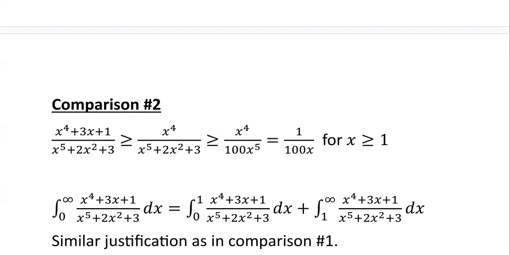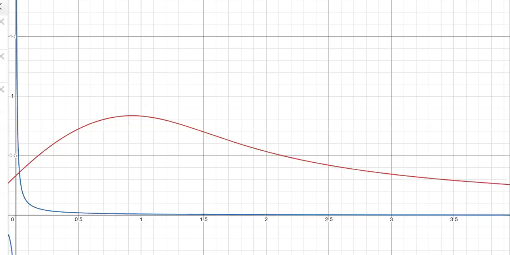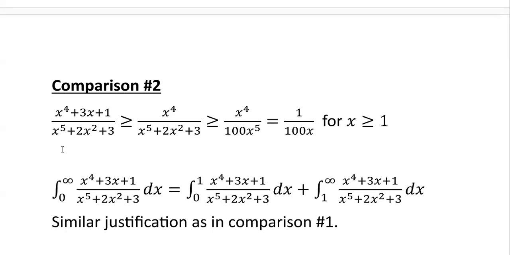And let me just graph it right away. It's this curve over here. x to the fourth over 100x to the fifth. This one over here, you can see clearly that it's smaller from 1 all the way to infinity. Okay, let's go back to here now. So we can split up our original guy from 0 to 1, and then 1 to infinity. And then this one, we can justify that it diverges very similarly to what we did in comparison number 1. We just compare with this guy, which we know diverges.